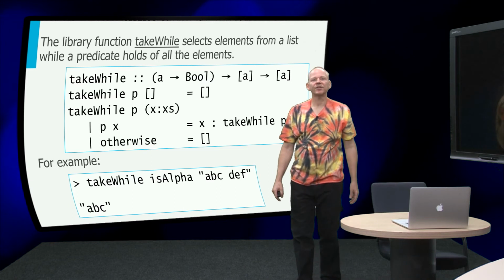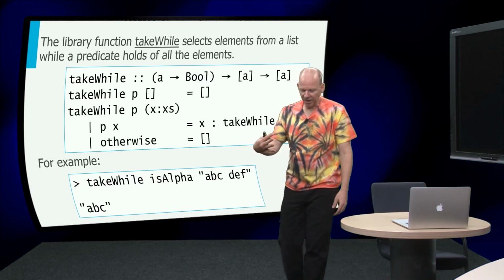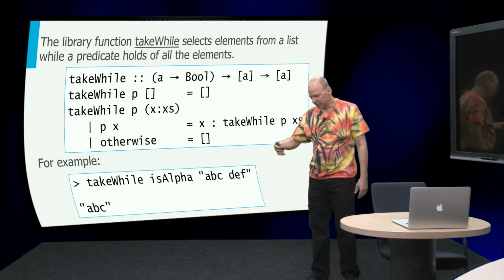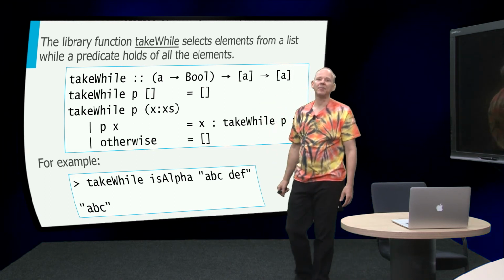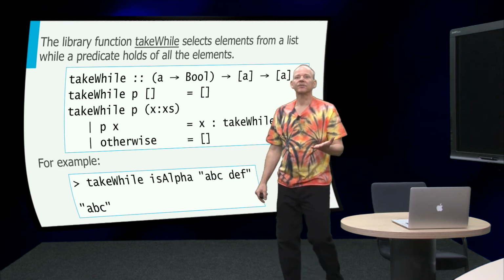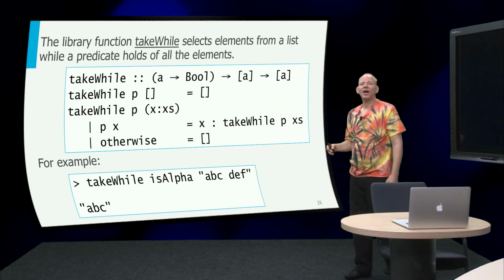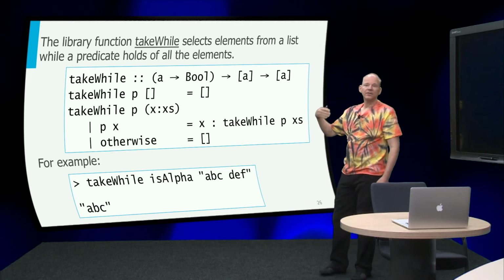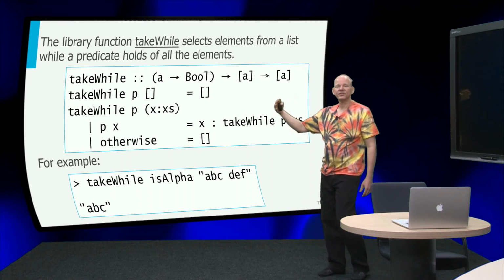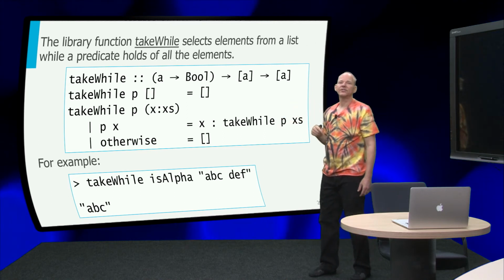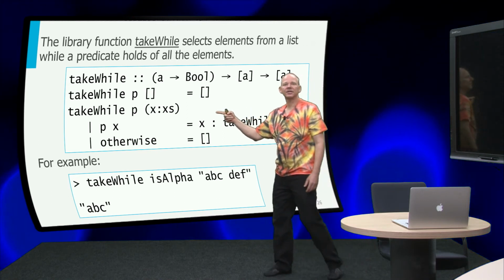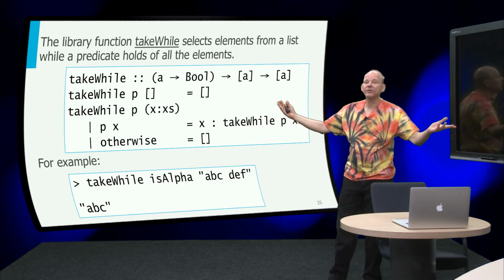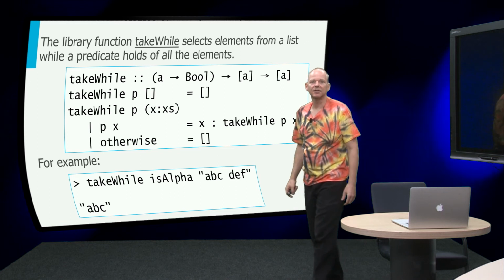Here's another interesting function, takeWhile. TakeWhile takes a predicate, and unlike filter, which goes through the whole list and throws away all the elements for which the predicate does not hold, takeWhile is like a while loop. It uses its predicate and chops off elements from this list, returning them until the predicate is false. So let's look at the definition. If the list is empty, well, what can we do? We can only return the empty list.